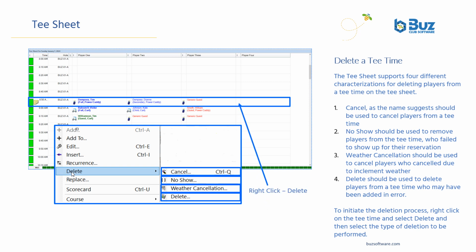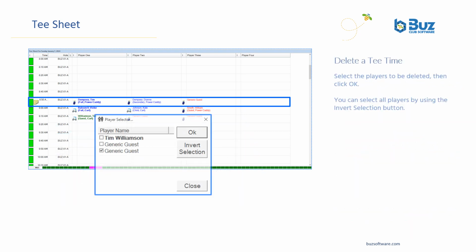To initiate the deletion process, right-click on the tee time and select Delete, and then select the type of deletion to be performed. Select the players to be deleted, then click OK. You can select all players by using the Invert Selection button.